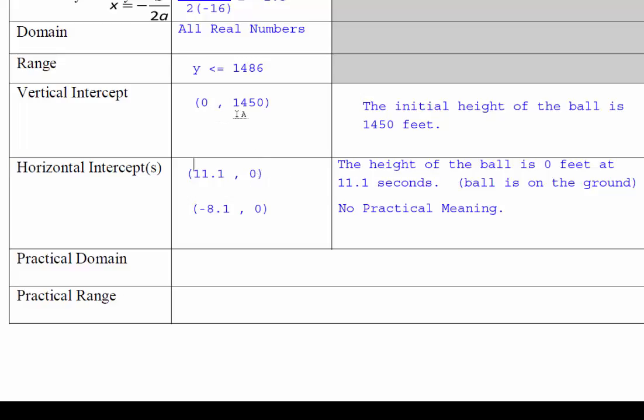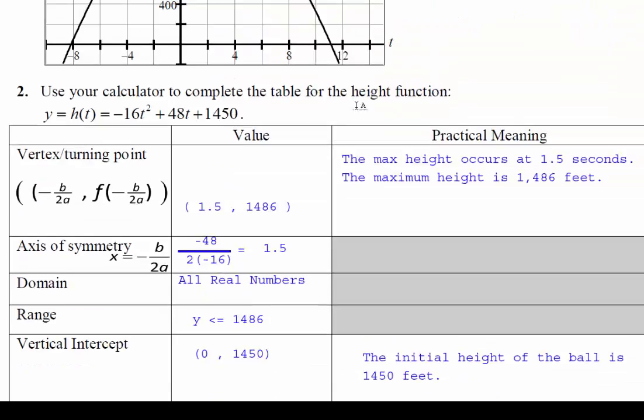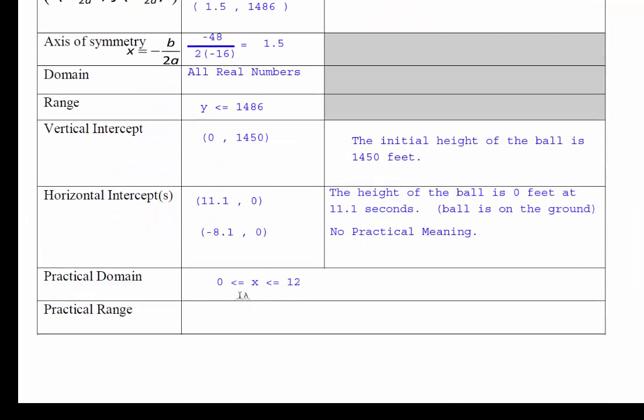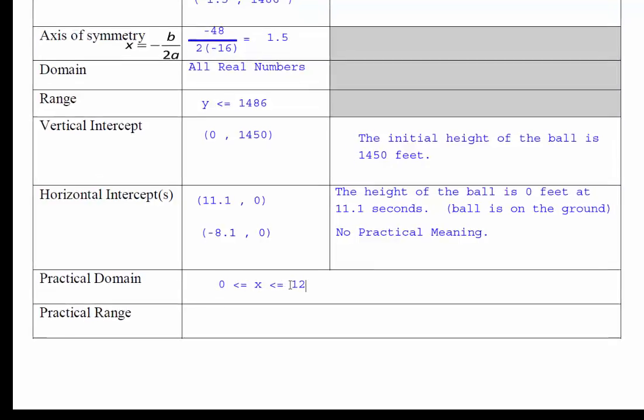At 0 seconds, the ball is 1,450 feet in the air, right? So from 0 to 11.1, that's how long the ball is in the air. So the practical domain is from 0 to, let's just call it 12 to be safe. All right, so I wrote the domain is from 0 to 12. Now, if you wrote 0 to 11, I would take it. And looking back on the problem, they used t instead of x. So perhaps you'd want to actually write t is between 0 and 12.